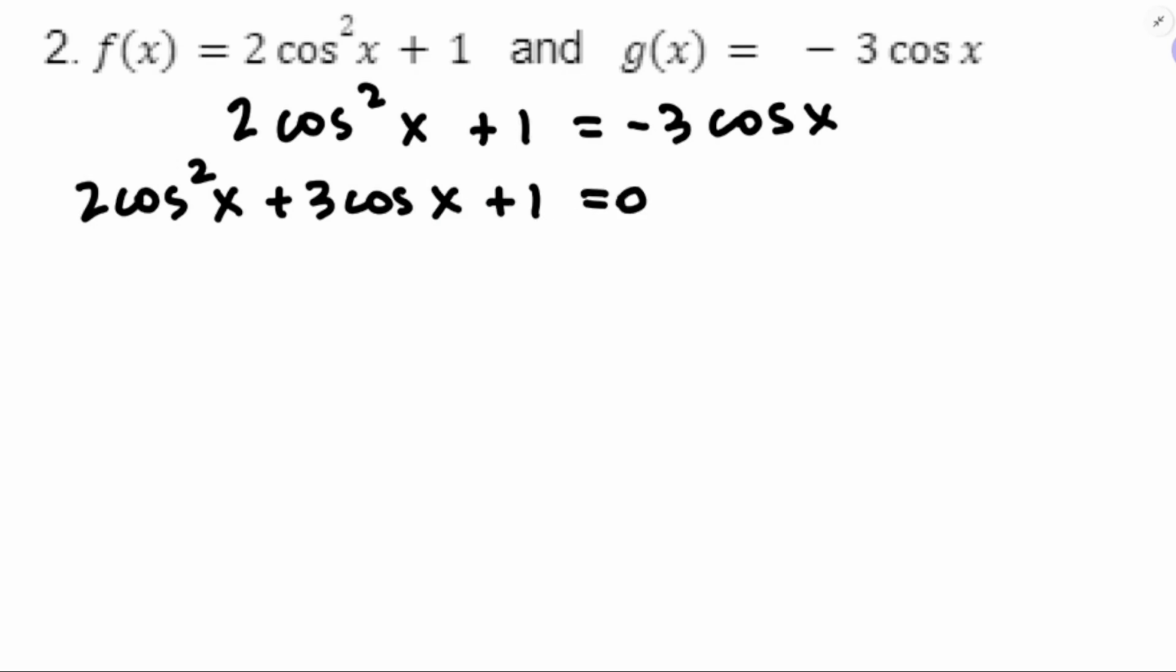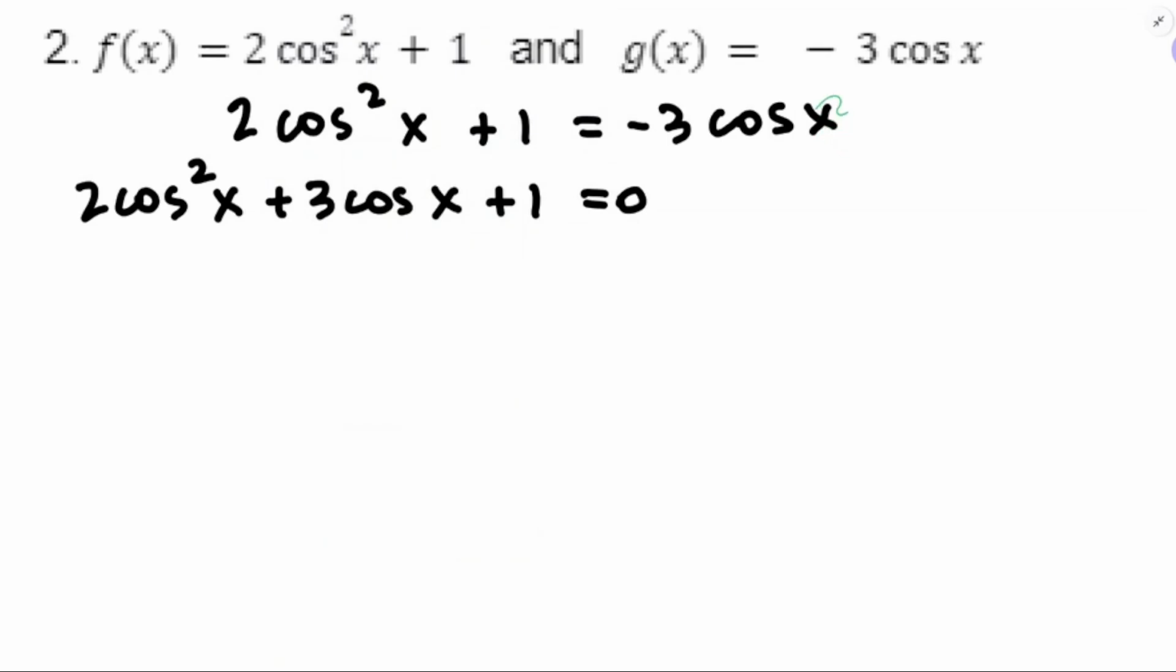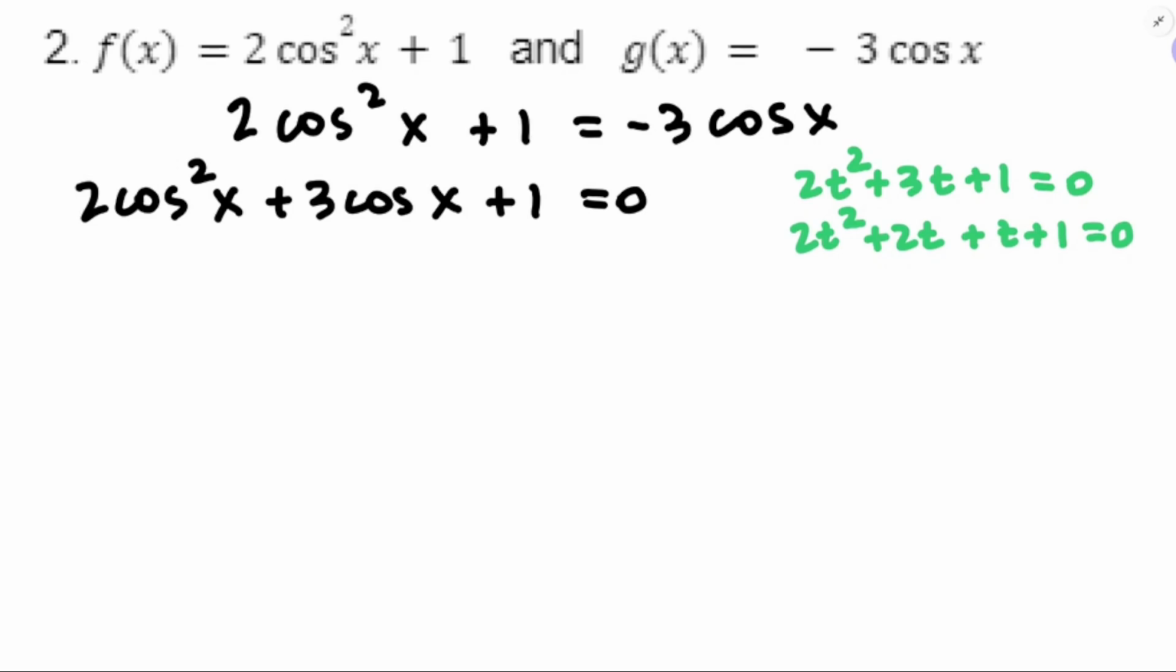Okay, so I'm going to go off to the side and do some factoring. I'm doing green. So I'll say, all right, if I had 2t squared plus 3t plus 1, I'd be looking for two numbers that multiplied to 2 times 1, the outside two numbers, and added to 3. That would be 2 and 1. So I'm going to split up that middle term into the 2t and 1t. And if you can see how this one's going to factor, good for you. Just go ahead and factor it like that.